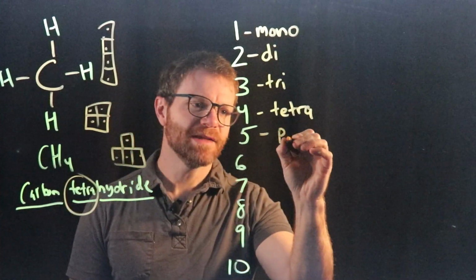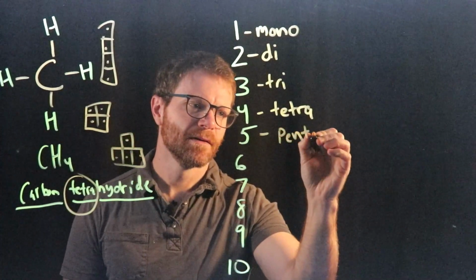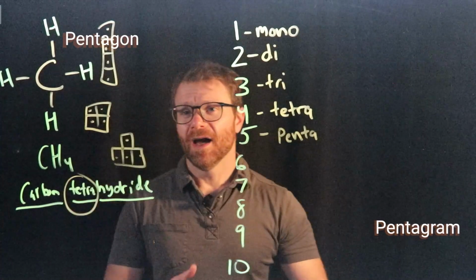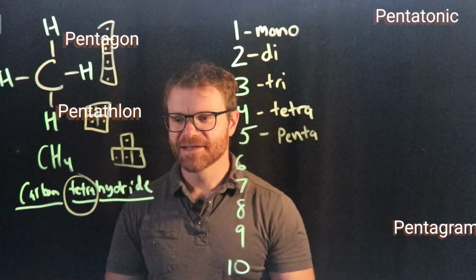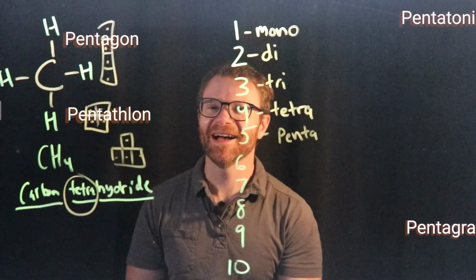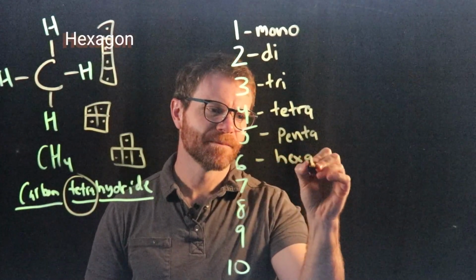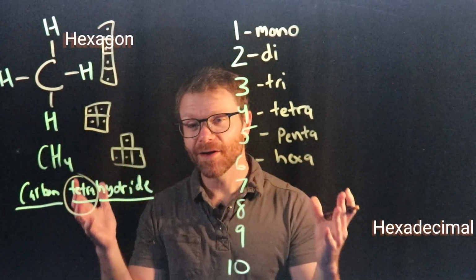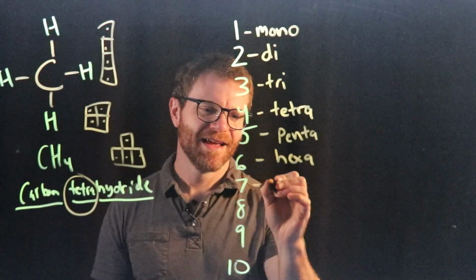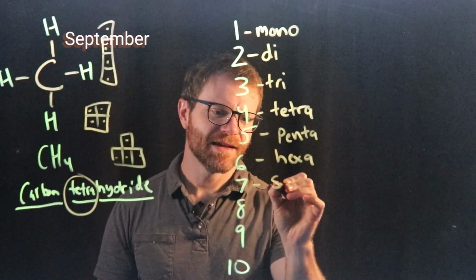5 is penta or pent, because a pentagon has 5 sides. The Pentagon, the building, has 5 sides. 6 is hex or hexa. A hexagon has 6 sides. 7 is sept.